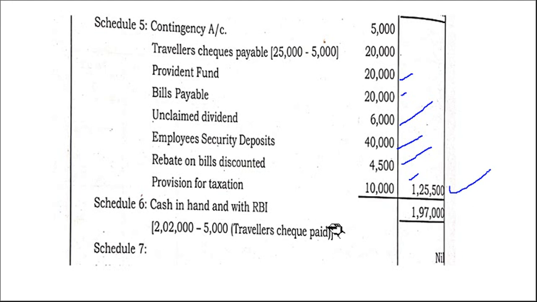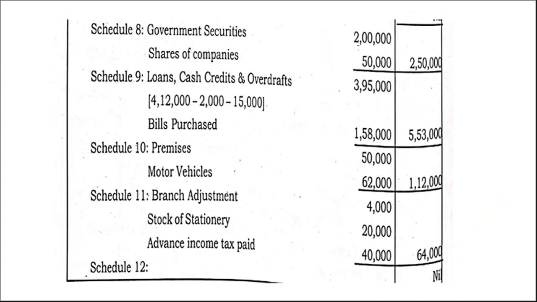Schedule 6, cash in hand with RBI. So here what we are supposed to do is cash total what we have 2,02,000. Then traveler's check paid. So cash goes out. So remaining how much? 1,97,000. So schedule 7. 7 means balance with bank and money at call and short notice. That is not there. So nil. Schedule 8. Investments. Government securities and shares of companies. 2,50,000 total.